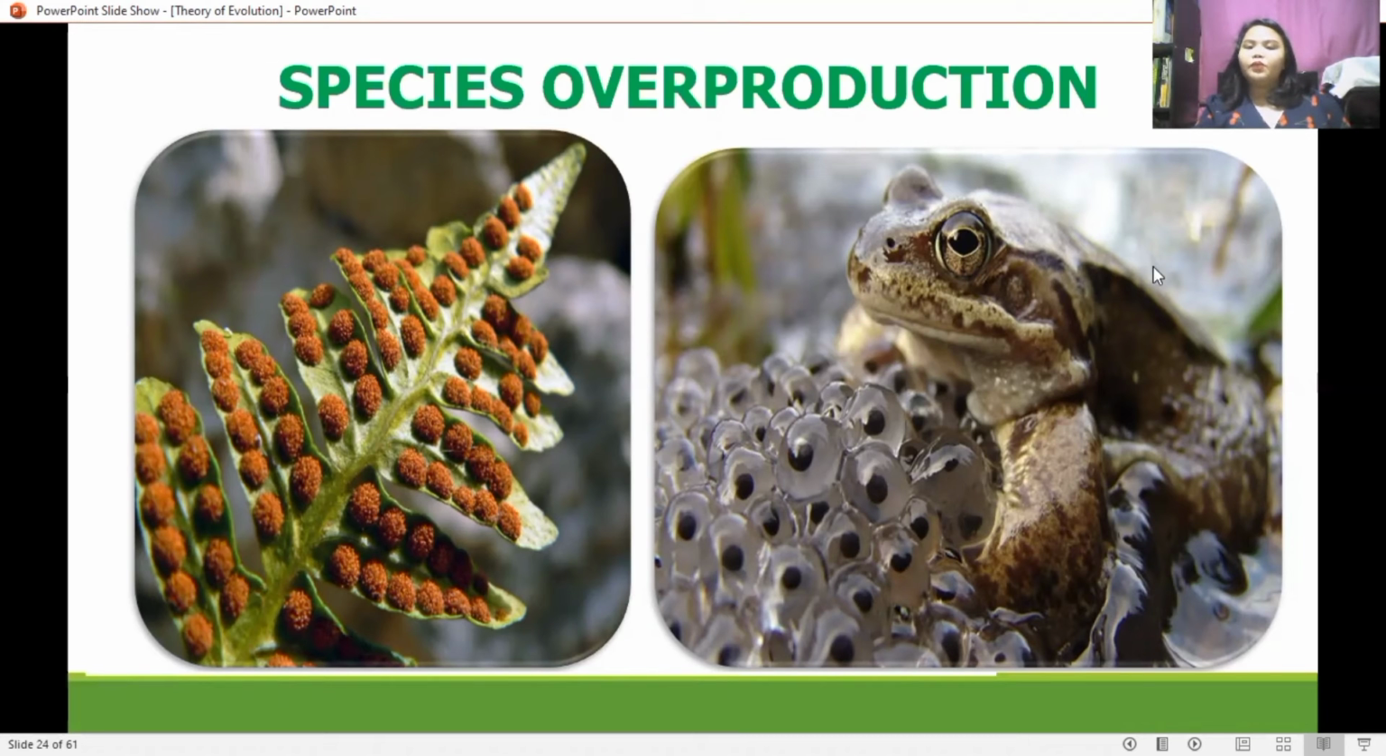Another example is the frog. The frog lays hundreds, thousands of eggs. That is what we call overproduction. From a single parent, it produces hundreds of thousands of eggs in nature. So this will lead to variation in the species.